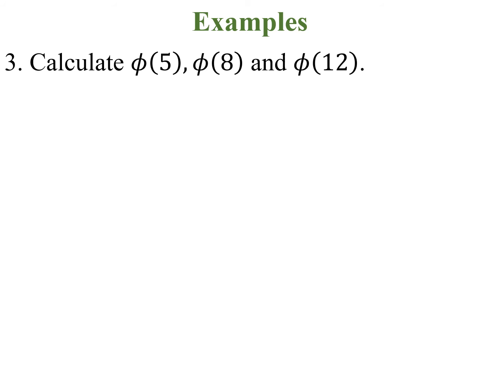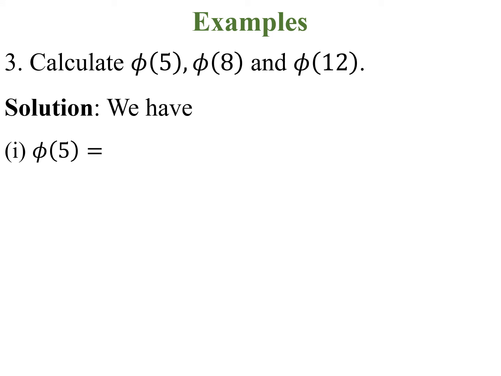Next example, calculate phi of 5, phi of 8 and phi of 12. Here again, phi of 5 can be obtained in the same manner. The positive integers less than or equal to 5 are 1, 2, 3, 4 and 5. Among them, GCD of 5 with 5 is 5, which is not equal to 1.